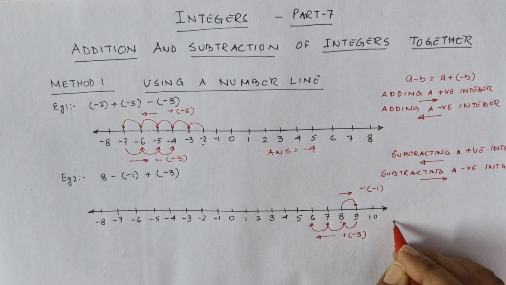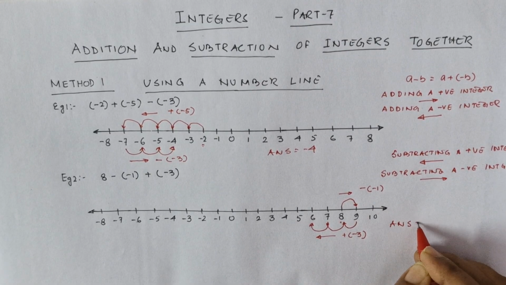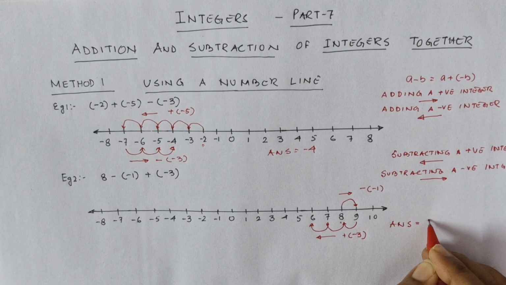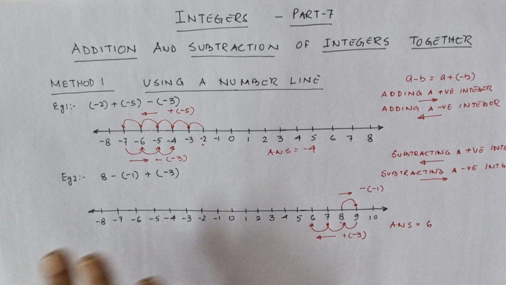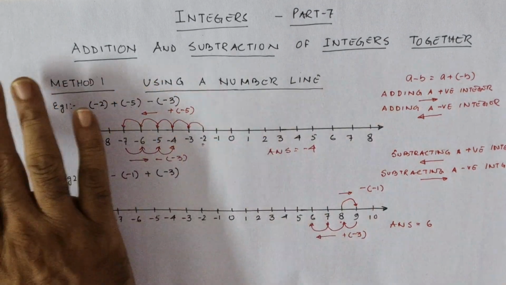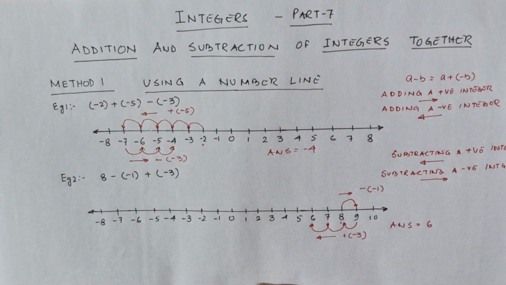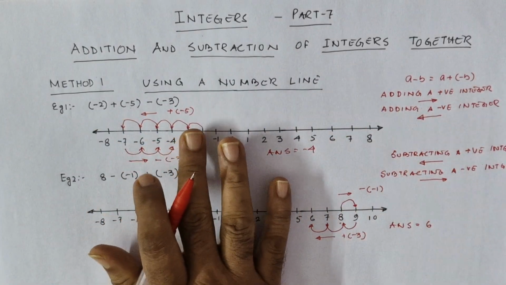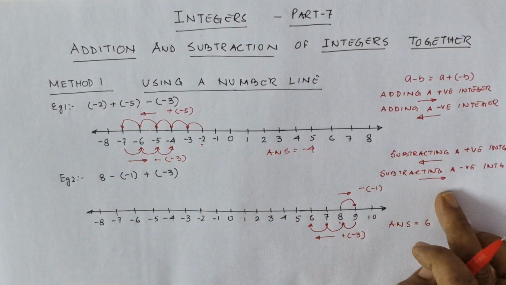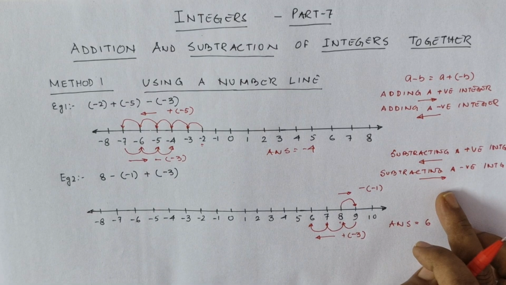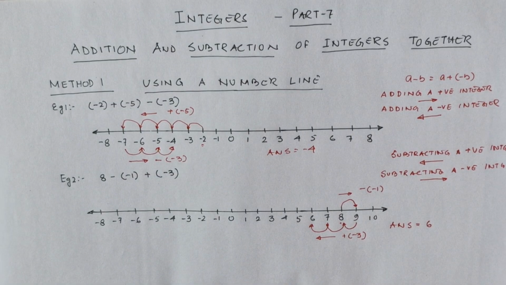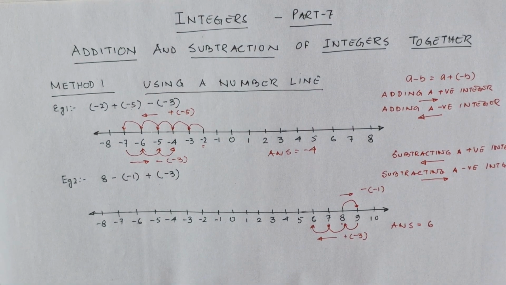So what will be the answer? The answer will be 6. Got it? So this is a very simple rule. If you have addition and subtraction of integers together, you have to do it in one go by using a number line. Follow these steps and follow these rules. Got it? Now let's see method number 2.